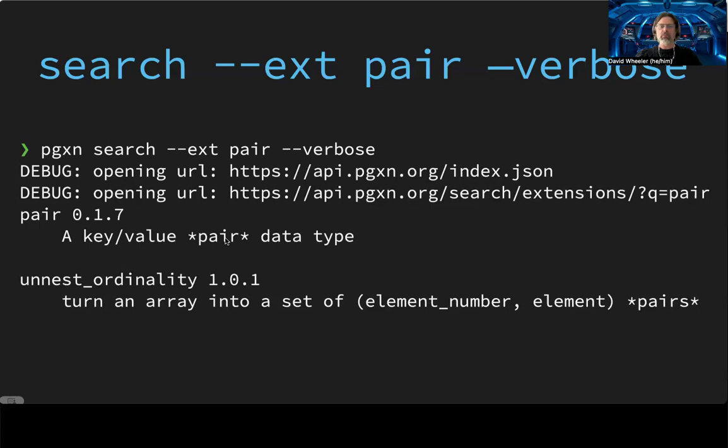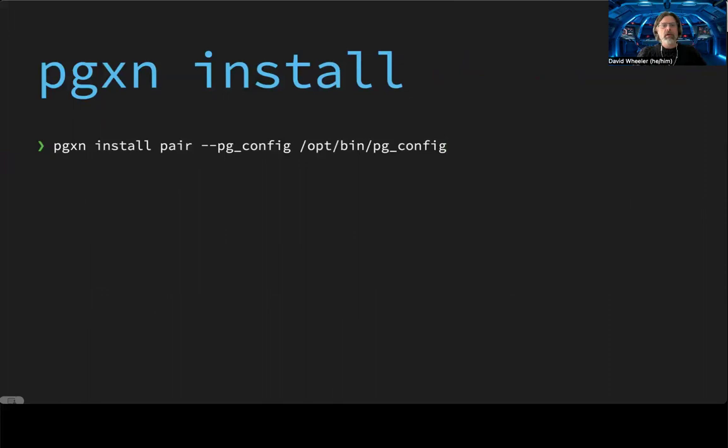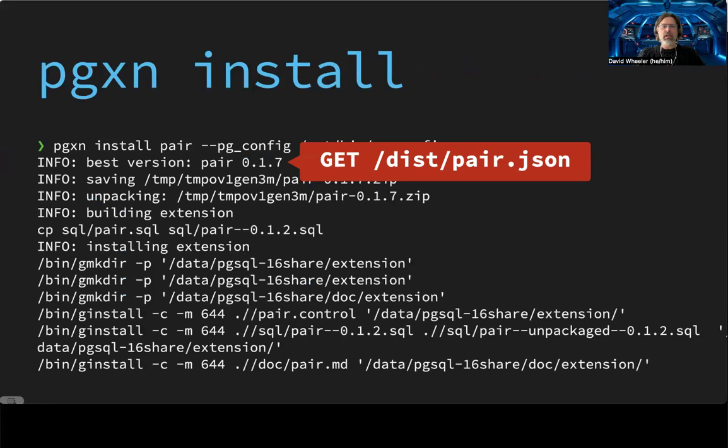Just pretty cool. The install command, you can point it at different clusters by pointing at different pgconfigs. So I'm going to say install pair using this particular pgconfig file. And what it does is it makes the call to the system to say, what is the best version of pair? So it calls the pair.json in order to find that out. And it says, oh, it's 0.17, that's the latest.